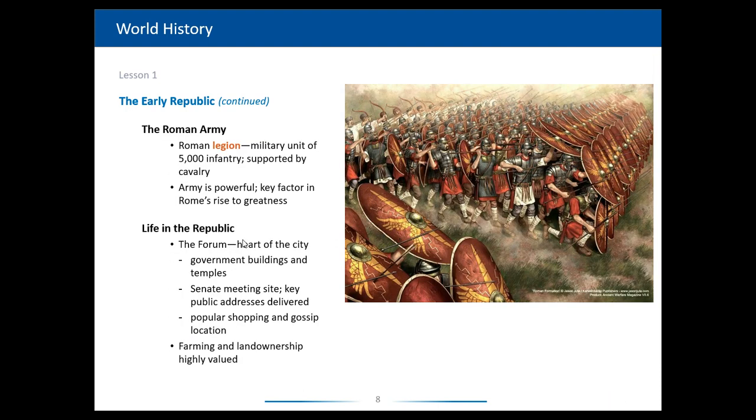The Roman army. The Roman army had a legion. What's a legion? A legion is a military unit of 5,000 infantry and supported by a cavalry. The army is powerful and a key factor in Rome's rise to its greatness. So, if you have a question on the test that says, what is the reason for the rise of Rome? One of the reasons could be the powerful legion or army.